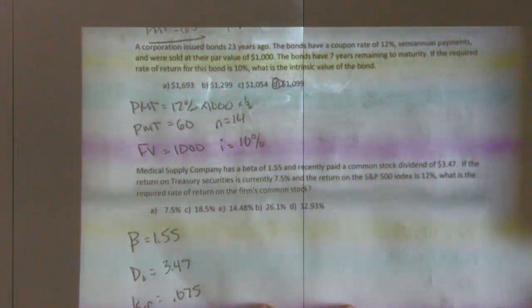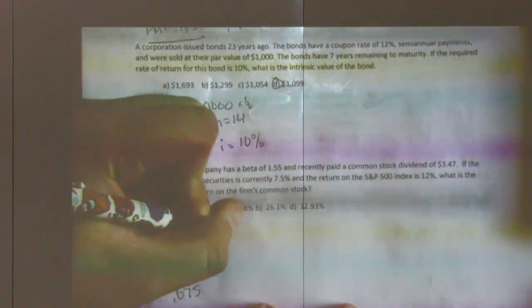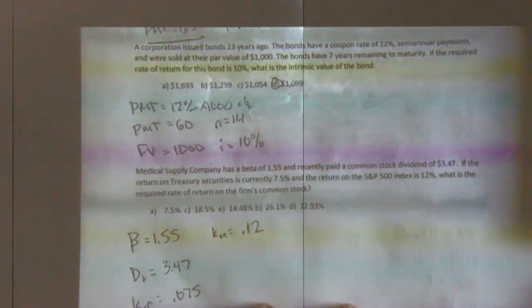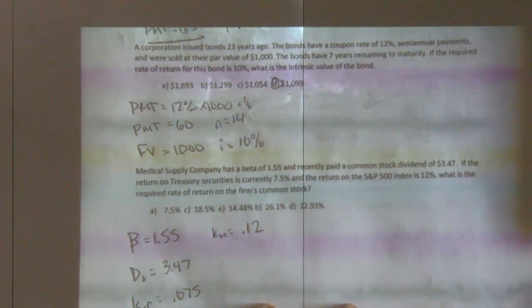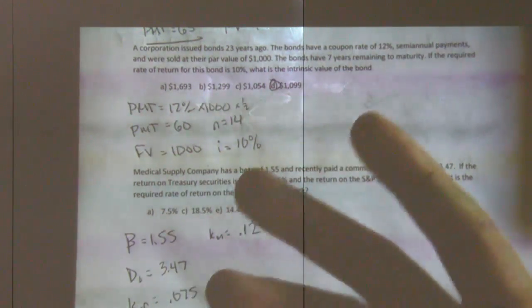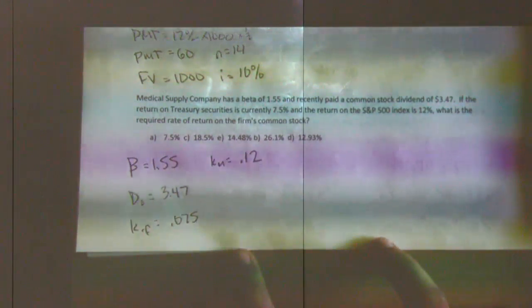And the market, the S&P, is going to be your market rate. So your market is going to be 0.12. What is the required rate of return on the common stock? So this is going to use your CAPM equation, and your CAPM equation will be provided on the test, I'm certain of. So here you're just plugging in the CAPM equation, and that is going to be KCS.